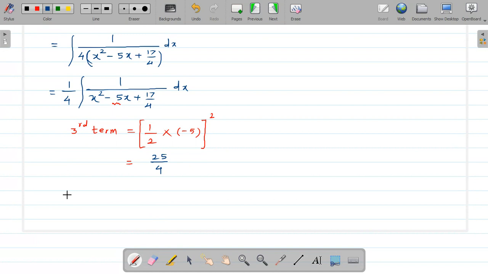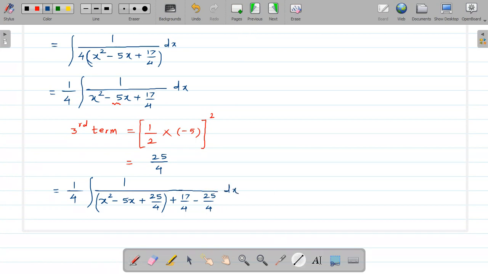So to get the integration of this, now we will add the third term. 1 by 4 as it is into integration 1 upon x square minus 5x. Now I will add the third term, 25 upon 4, plus 17 upon 4 as it is, and minus 25 upon 4. So this is the procedure.